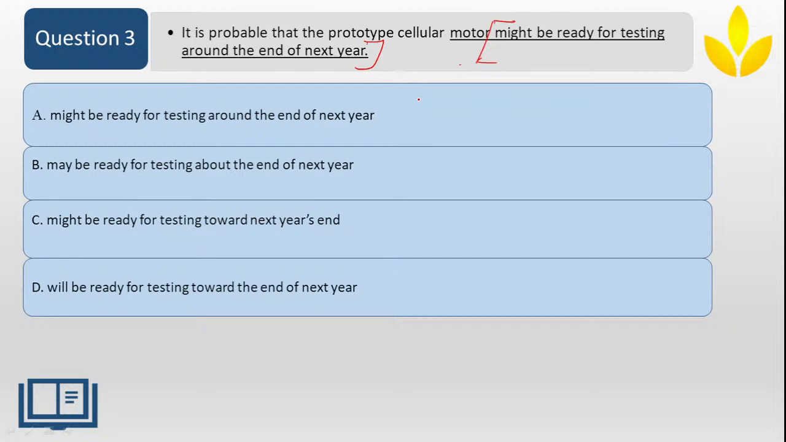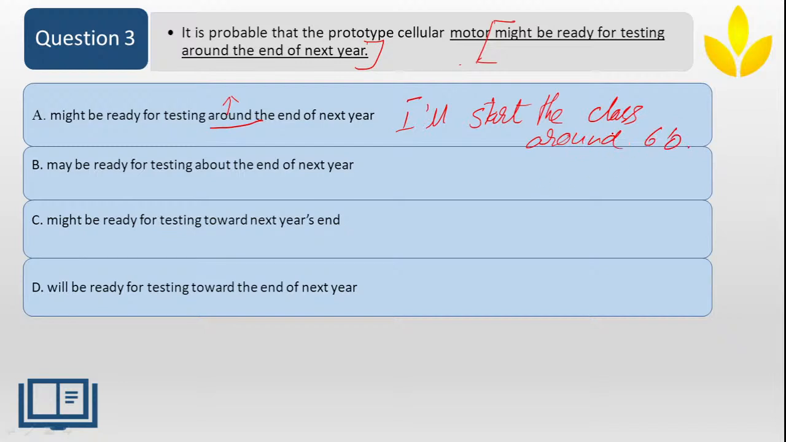What is the meaning of the preposition around? You need to understand it is not a fixed time. For example, I will start the class around 6 o'clock.